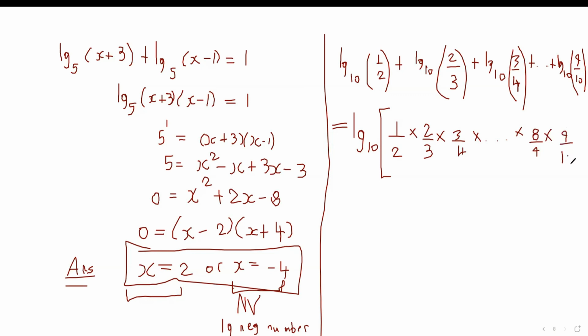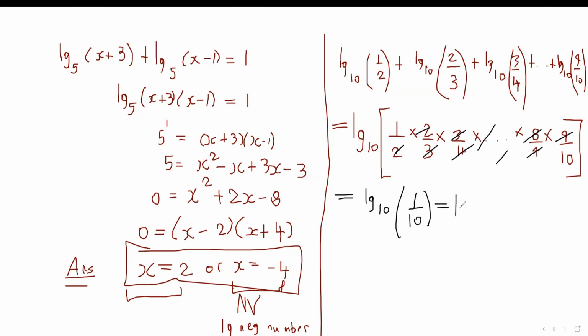Okay, no problem. So then guess what happened? This 2 right here cancels this 2. This 3 right here cancels this 3. This 4 right here cancels the 4. This 8 cancels the 8 somewhere down there. This 9 cancels the 9 right here. So this works out to be equal to the log to base 10 of 1 over 10. That's your answer.